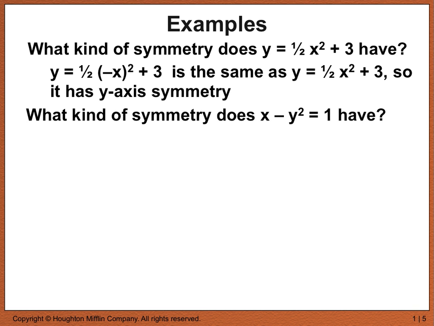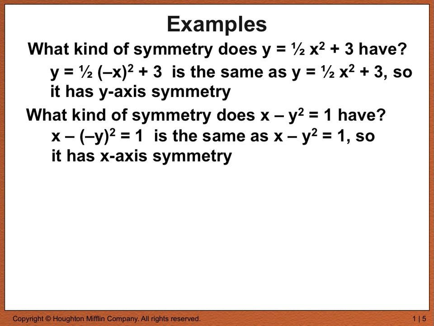What kind of symmetry does x minus y squared equals 1 have? All right, so pause the video, do that on your own, and then resume when you have an answer. Well, x minus (-y) squared equals 1 is the same as x minus y squared equals 1. This is similar to what we did in the last example, because -y times itself, the term I'm circling now, is just positive y squared. And so we end up with the same thing.